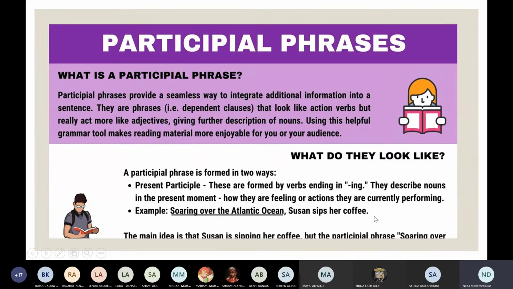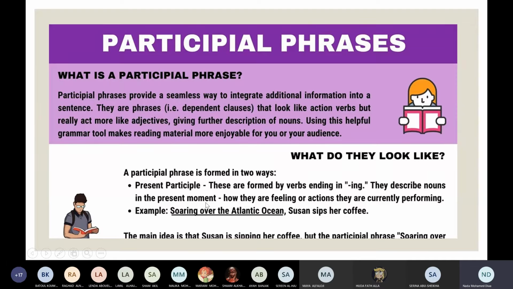Where is the independent clause? Which one? I have Susan. So let me first think of where it looks like a verb. I have soaring and I have sips. So Susan, subject, sips, verb, her coffee, and I end it. This is the independent clause. What is soaring over the Atlantic Ocean? Soaring is a word that looks like a verb. It ends in ing, but doesn't have am or is or are before it, so it's a participle. Soaring what? Over the Atlantic Ocean.